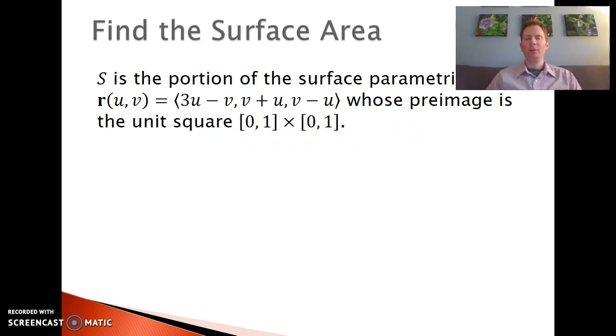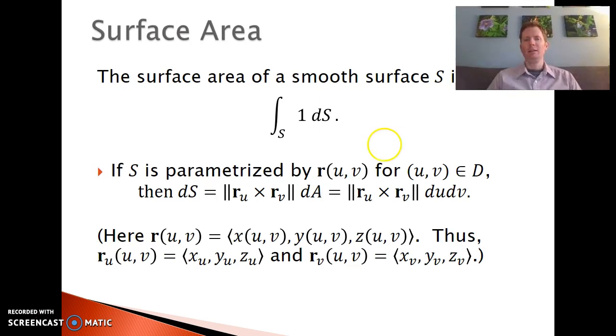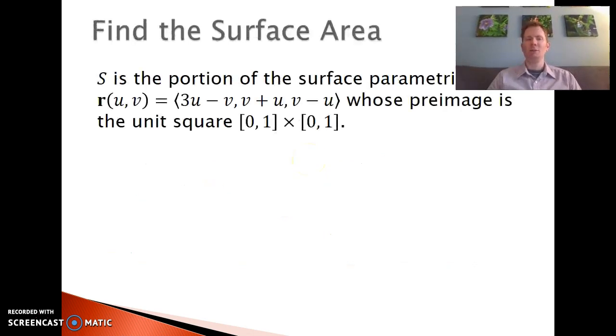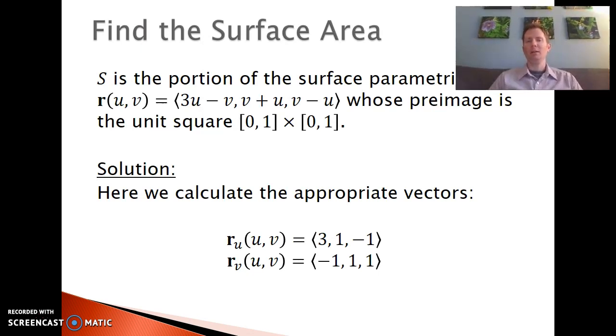So to evaluate the surface integral to calculate surface area, we need to first calculate ds. And ds, as we saw in the last slide, is equal to the magnitude of the cross product of the two partial derivative vectors. So our first step should be to find the two partial derivative vectors. I need to find r sub u and r sub v. In this case, both partial derivative vectors are very easily found because the original parameterization is nothing but linear components. So both of our partial derivative vectors end up having constant values for each component, and so we get constant vectors as the partial derivative vectors.